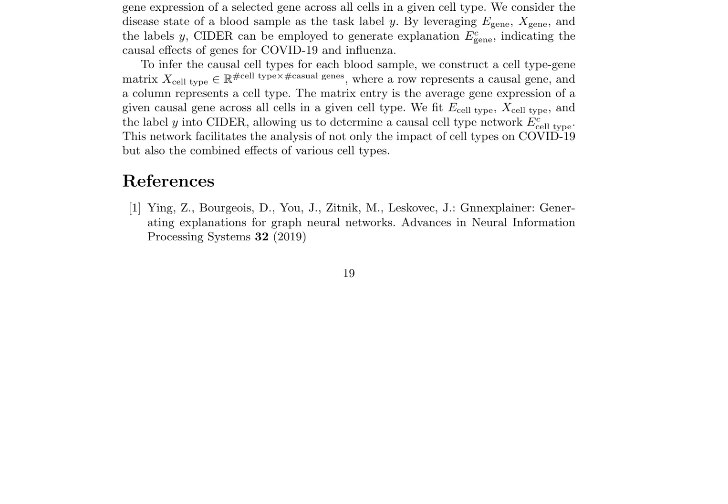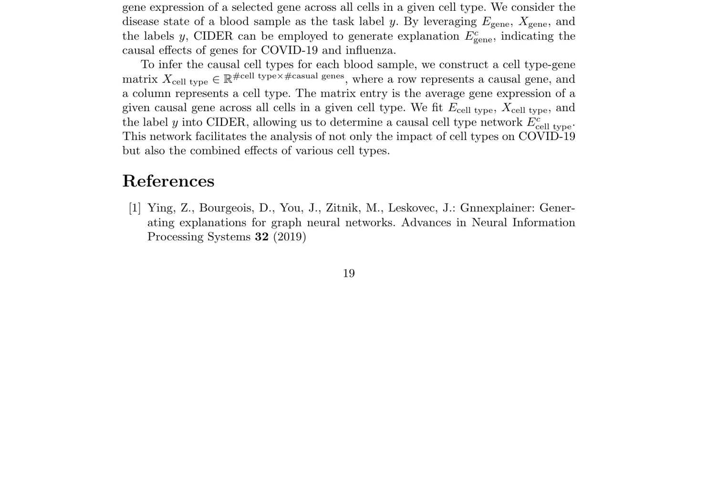To infer the causal cell types, a cell type gene matrix, X-cell type, is constructed, where each row represents a causal gene, and each column represents a cell type. The matrix entries are the average gene expression of a given causal gene across all cells in a given cell type.